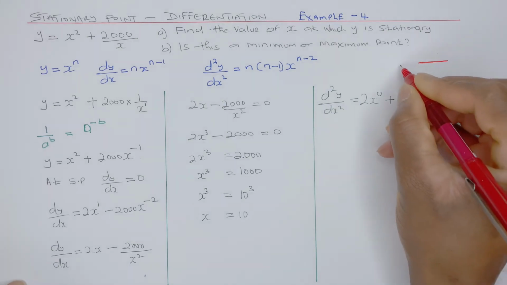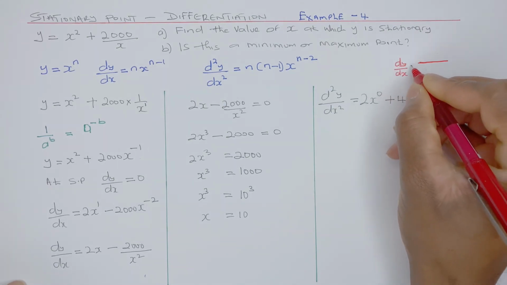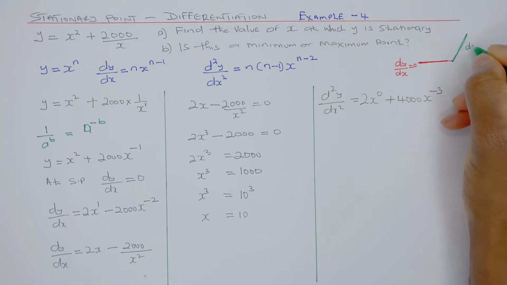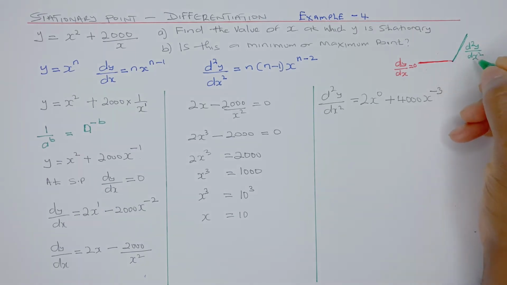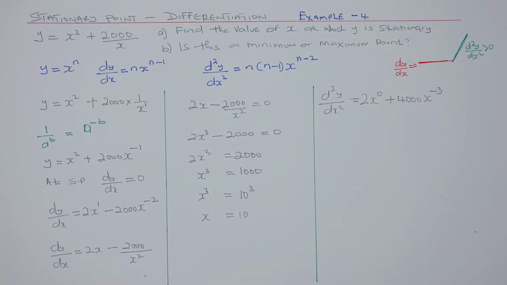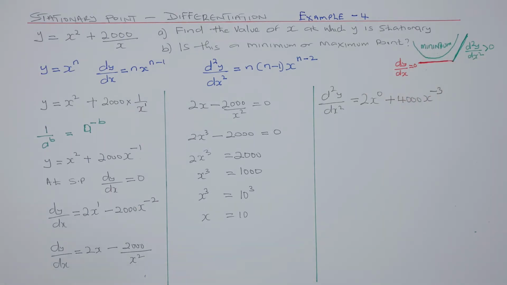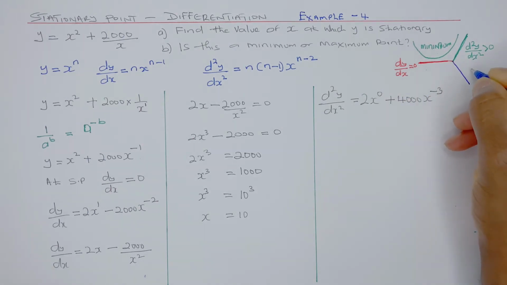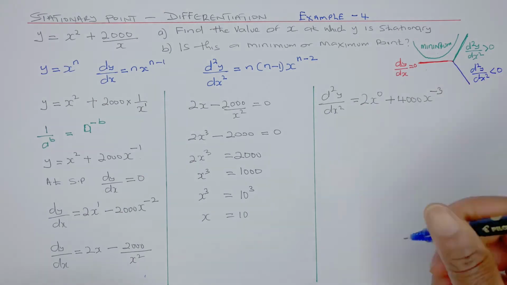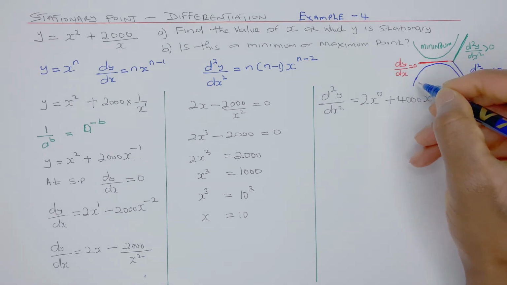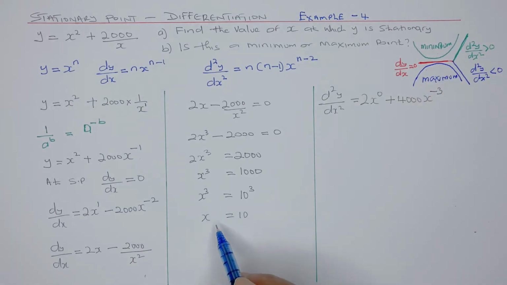Here, dy/dx equals 0, that line. If d²y/dx² is positive, that means greater than 0, then you can see that that's a minimum. But if it's negative, that means d²y/dx² is less than 0, then that will be a maximum. So that's what we're trying to determine.